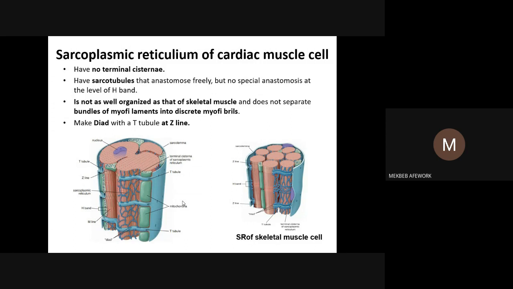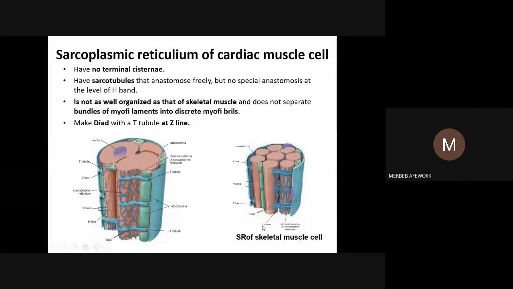When it comes to the calcium storage system, the sarcoplasmic reticulum of cardiac muscle is not well organized, unlike that of skeletal muscle. One, there is no terminal cistern, but there are sarcotubules. These sarcotubules are not well organized, unlike in skeletal muscle. They also don't discretely divide and run in between myofibrils.